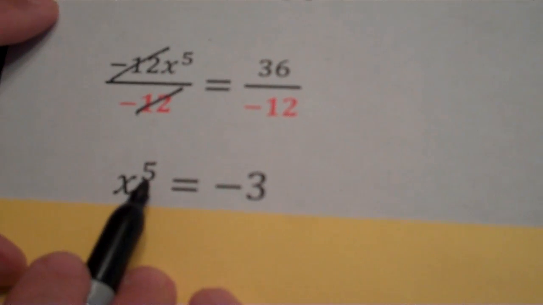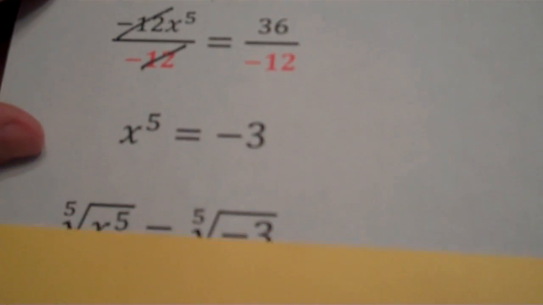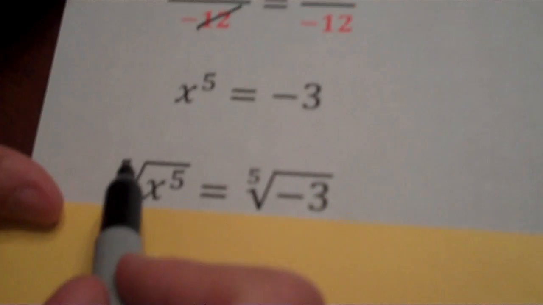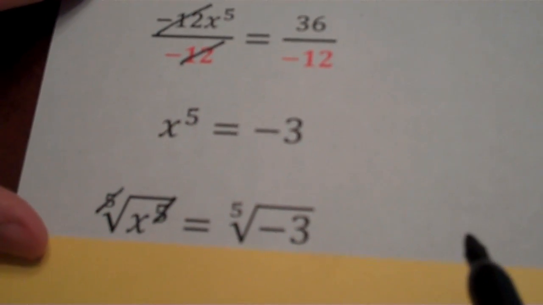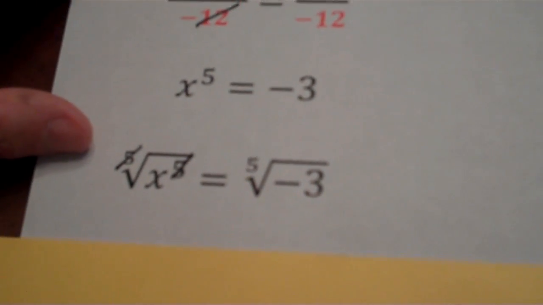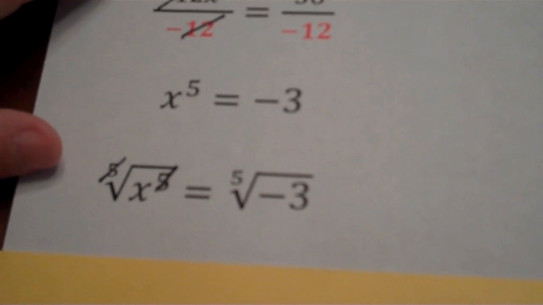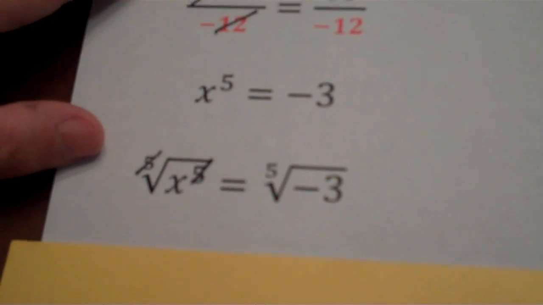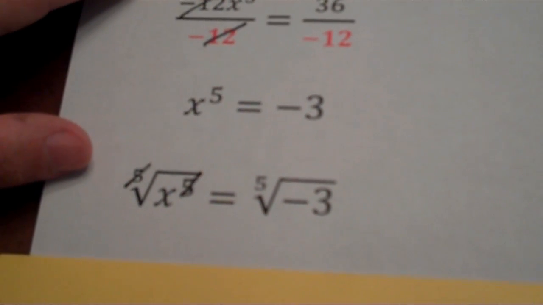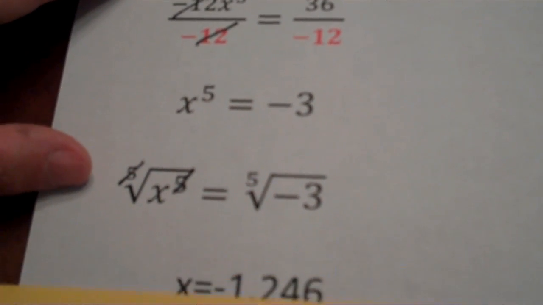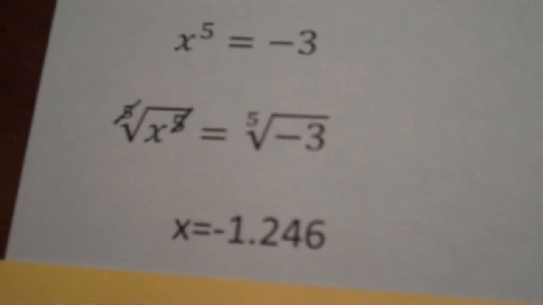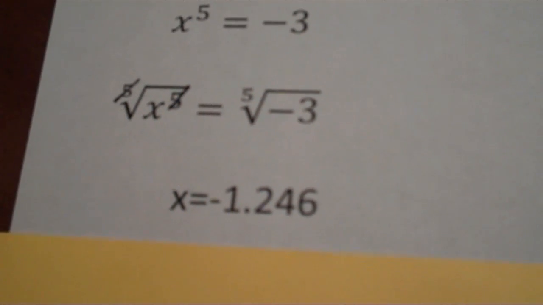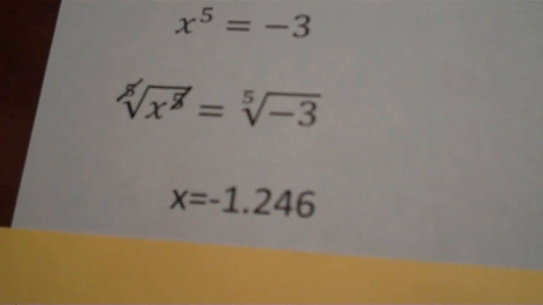Now, what's the opposite of a fifth power? A fifth root. So I'll take the fifth root of both sides. The fifth root cancels with the fifth power, and I'm left with x. On the right, I have the fifth root of negative 3. Now, there's things you could do with this, but honestly, if this is on the test and I don't tell you otherwise, just pull out that magic box of yours, plug it in, and come up with the appropriate equivalent decimal. So in this case, x equals negative 1.246.